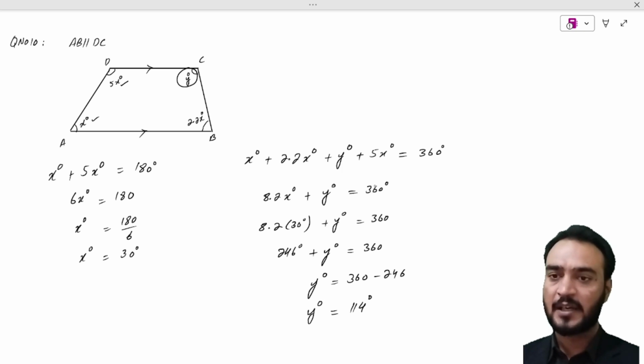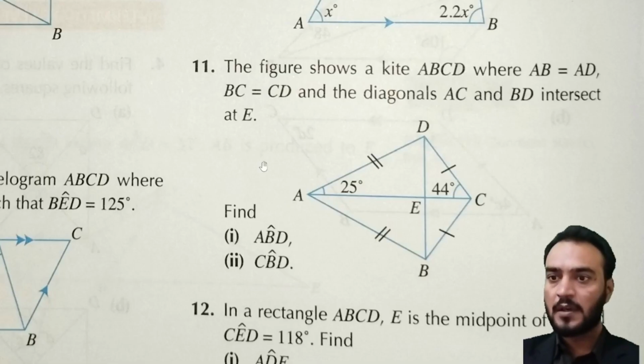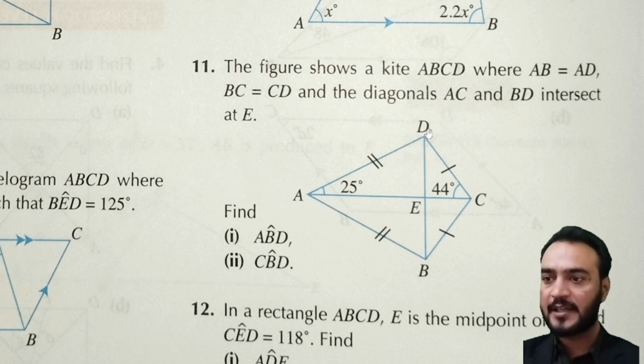This was question number 10. Now we will solve question number 11. The figure shows a kite ABCD where AB is equal to AD and BC equals CD. The diagonals AC and BD intersect at point E. So this is a kite. In a kite, AD is equal to the side AB and BC is equal to the side CD. It is shown by two cross lines on the side AB and on the side AD, and one cross line on the side CD and the side BC.